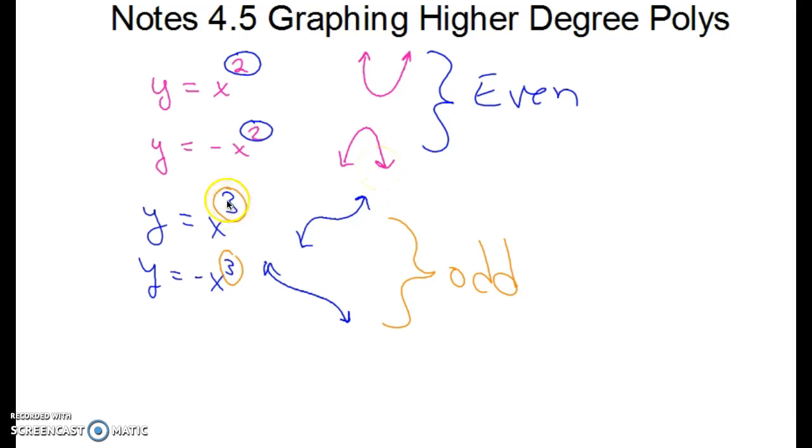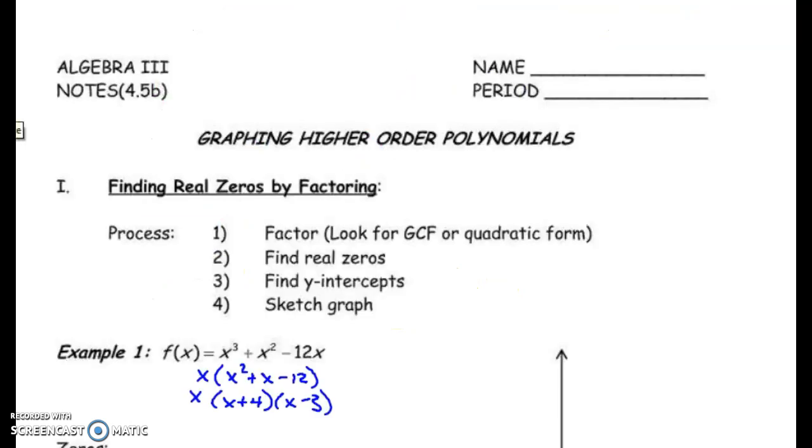And then your odd powers, whether this is a 3, 5, or 7, with a positive in front, it's down on the left, up on the right, and an odd that's negative would be up on the left and down on the right. So please remember that. Again, I'll try to make this as fast as I can.